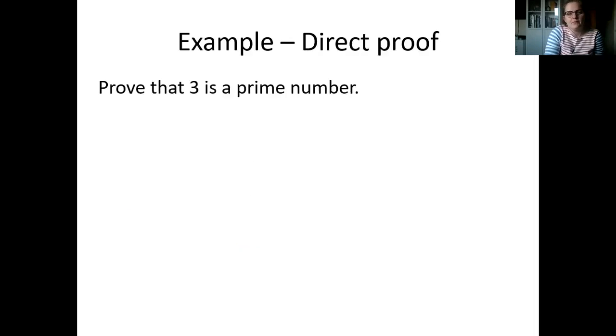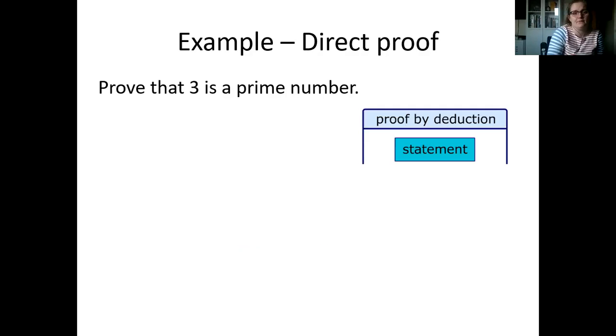So direct proof. Prove that 3 is a prime number. We've already had a proof by exhaustion with prime numbers. There's exactly 4 prime numbers under 10. Now we've got a direct proof. Prove that 3 is a prime number.